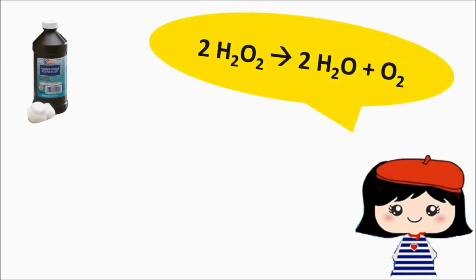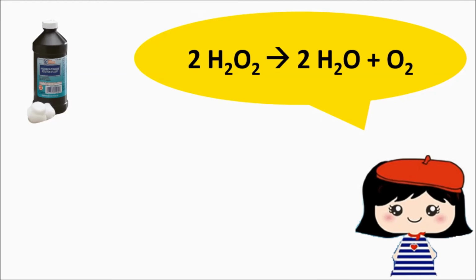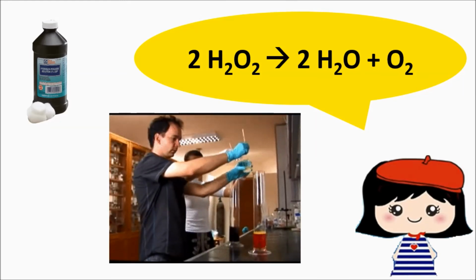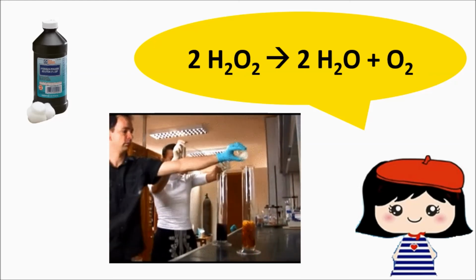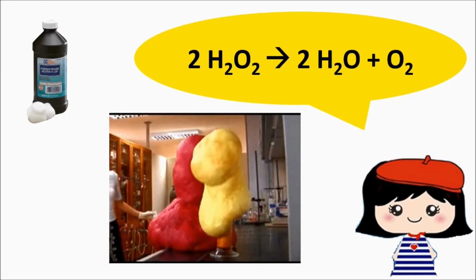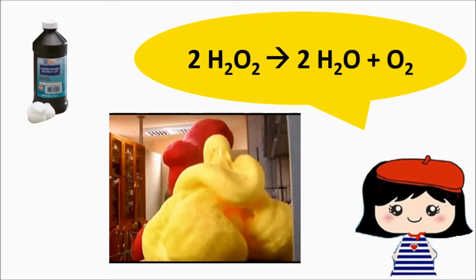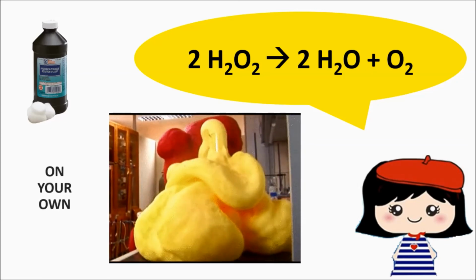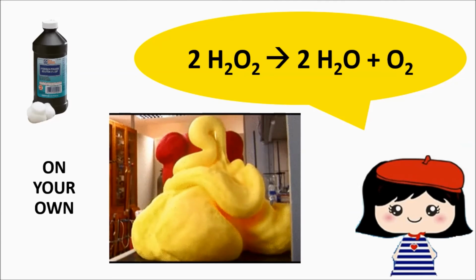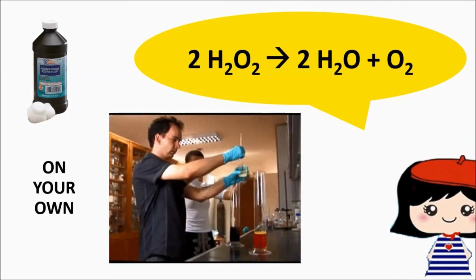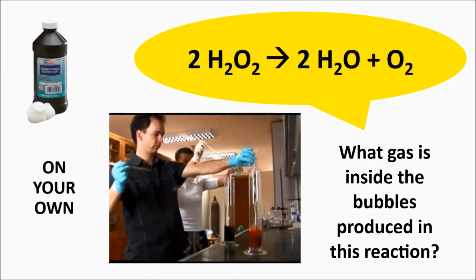Ooh la la! Here's a fun reaction you could make with hydrogen peroxide. Just add a little food coloring, soap, and a catalyst to speed up the reaction. Now that you can speak chemical equation, here's a question for you to try on your own. Looking at the chemical equation, what gas is inside the soap bubbles produced in this reaction?